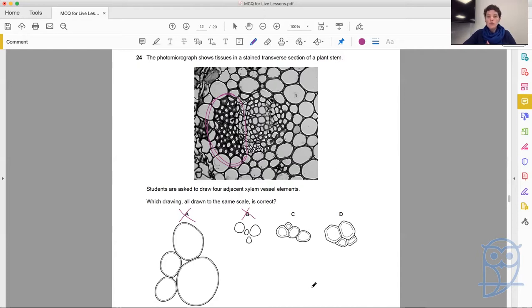Now they were asked to draw four adjacent xylem vessel elements, so a group of four clustered together. And if we look at the shape, our xylems are slightly more with straight sides than curvy sides. So between C and D, C is curvy sides, D is more straight sides. And then on top of that, our D makes a better adjacent grouping. So our drawing that we would go for being correct is D.